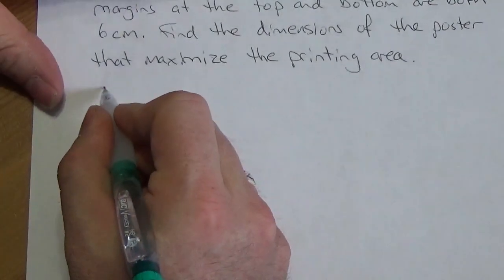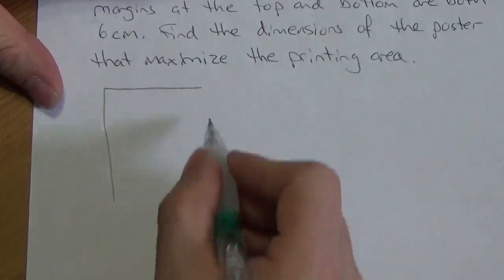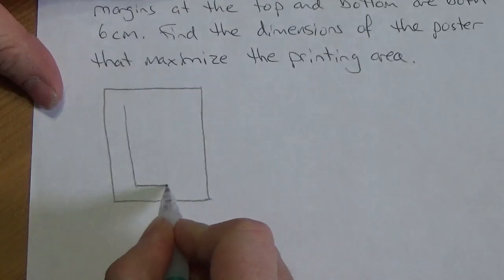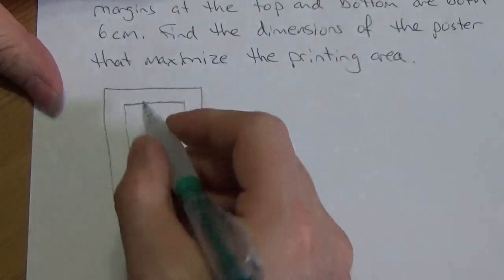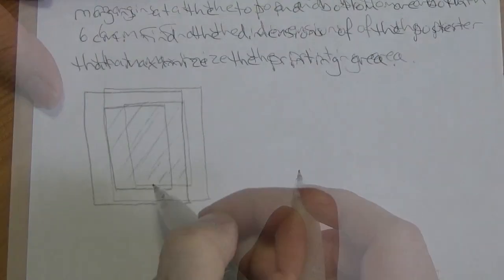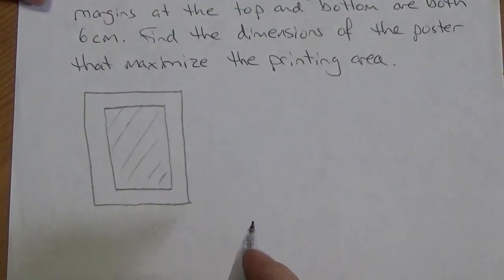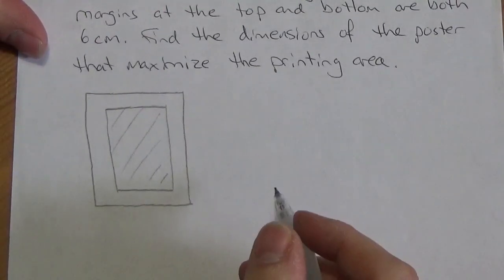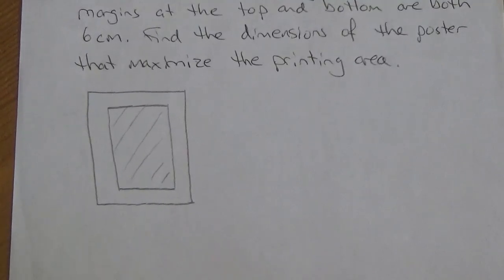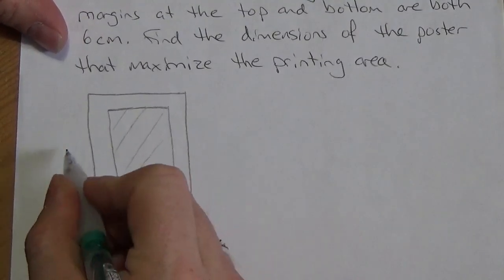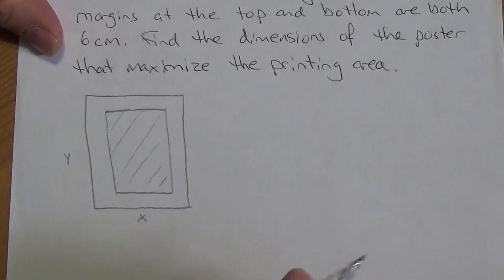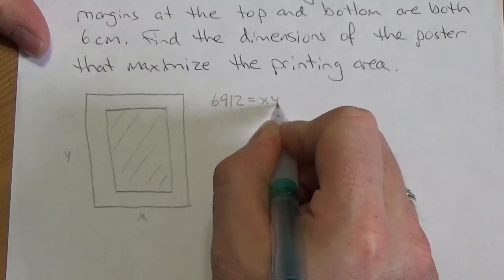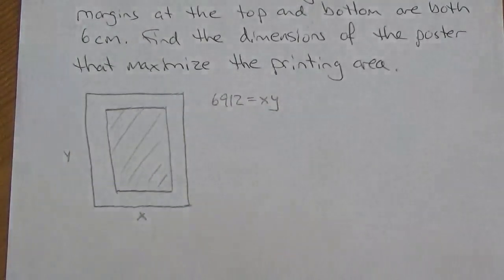Now, this maybe needs a little bit of a diagram to describe what's going on here. Okay, so we've got our poster here, and this right here is the printed area. And we want to maximize that shaded bit right there. The area that we're given is the area of the entire poster. So let's call this X, let's call this Y. And so the information that we're given tells us that 6,912 is going to equal X multiplied by Y. At least that's what I gather from that.